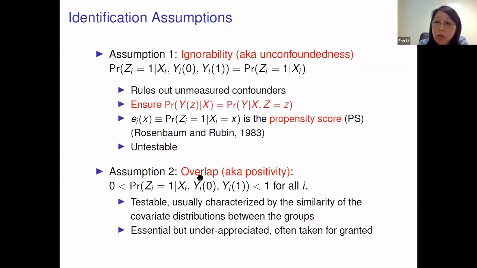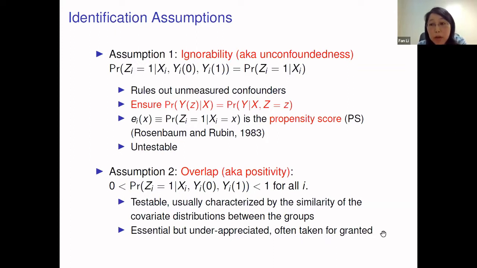So the second assumption is called overlap, or positivity. The overlap assumption is really simple. It basically says that everyone's probability of being assigned to treatment or control is bounded away from 0. This assumption looks very simple, and it's actually testable, because it's not about anything unmeasured. It is usually characterized by the similarity of the covariate distribution between the groups. We call it the degree of overlap, okay? So this assumption, again, I will emphasize, is essential, but it is often underappreciated and often taken for granted.